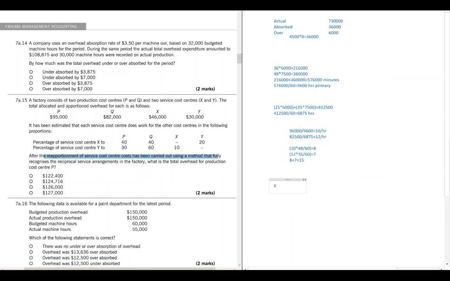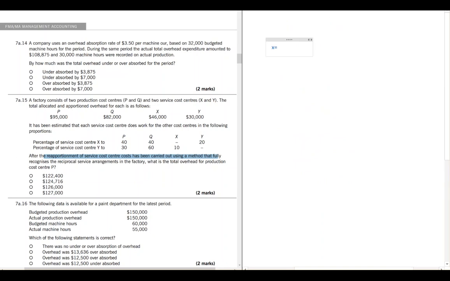So we are finding X and Y. Let me go to the other page. X and Y. X is by itself 46,000 plus 10% of Y. And then Y equals 30,000 plus some percentage of X. So take any equation.